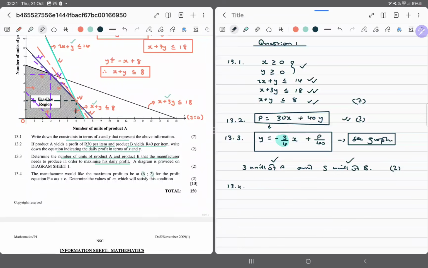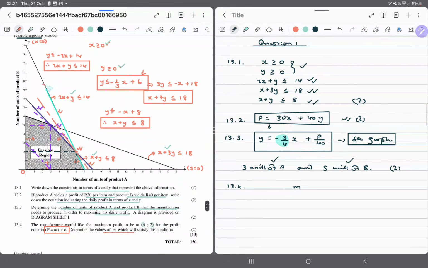So the profit given by this equation says determine the values of m for which this will satisfy the condition. Now you can see that this is between these two gradients, right? And they are included. So we can see this is the biggest because the less negative is bigger than the more negative. So we'll start with the big one and say m must be less than or equal to.